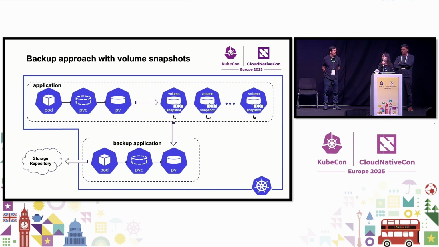Now let me talk about the backup approach with volume snapshots. In a typical backup, a backup software creates a volume snapshot from a PVC that is part of an application it tries to back up. Then it creates a PVC from that volume snapshot, launches a data mover pod, and attaches the PVC to the pod. And then the data mover pod will try to copy data to the backup storage repository. The backup software manages the lifecycle of the volume snapshots.